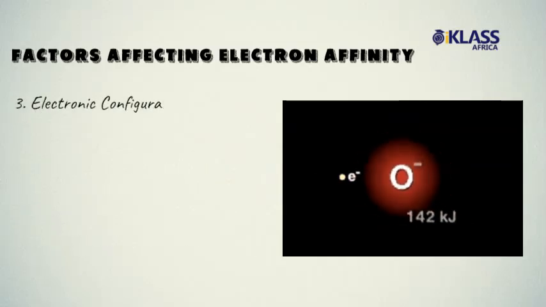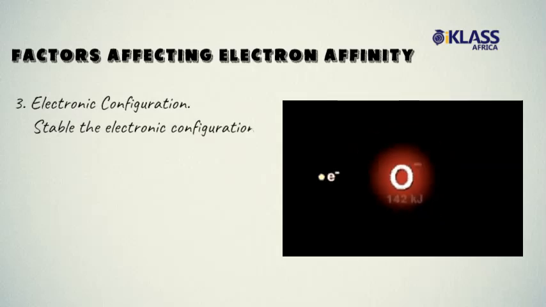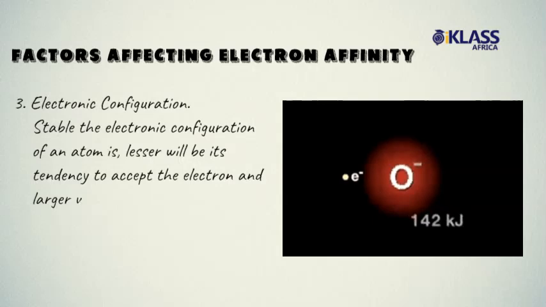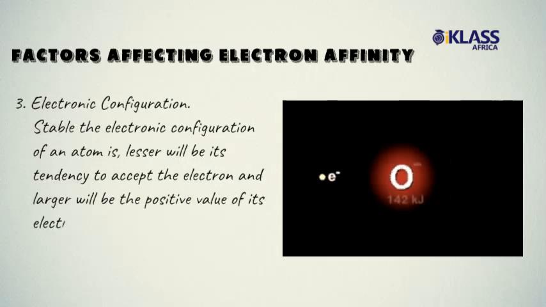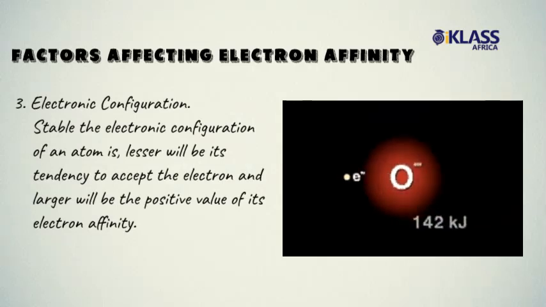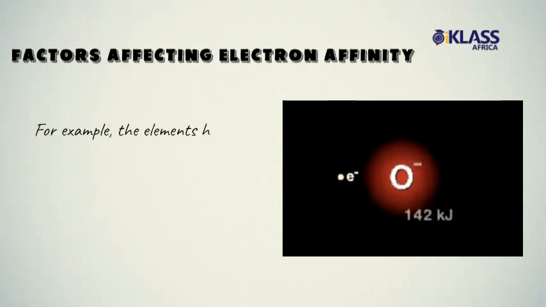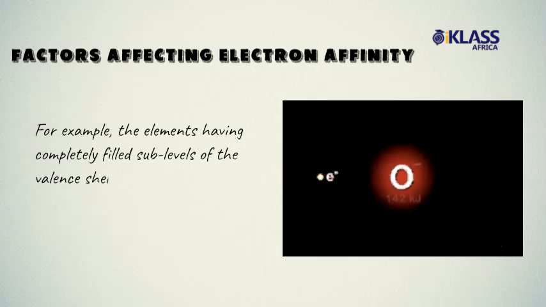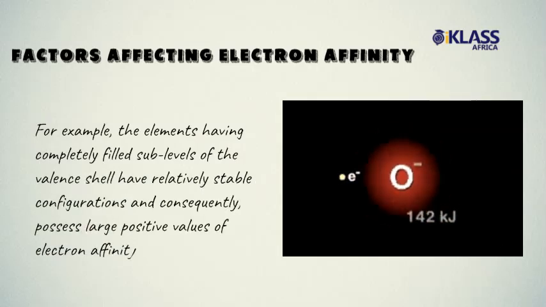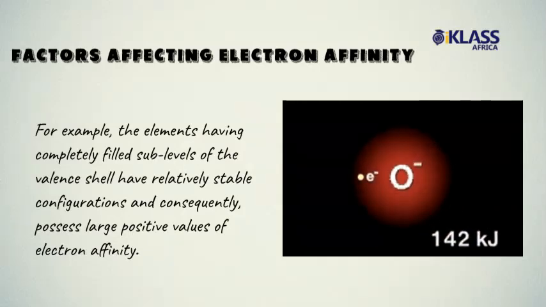3. Electronic configuration. Stable the electronic configuration of an atom is, lesser will be its tendency to accept the electron, and larger will be the positive value of its electron affinity. For example, the elements having completely filled sublevels of the valence shell have relatively stable configurations, and consequently, possess large positive values of electron affinity.